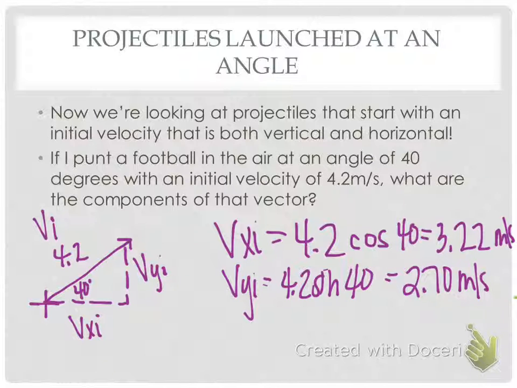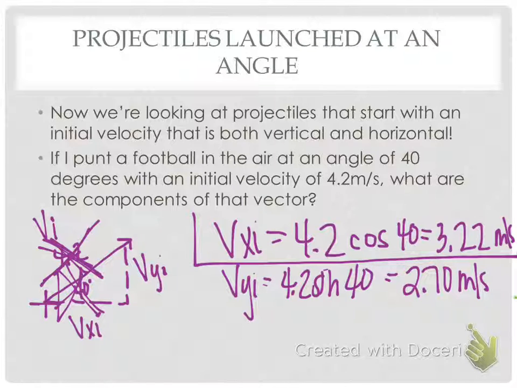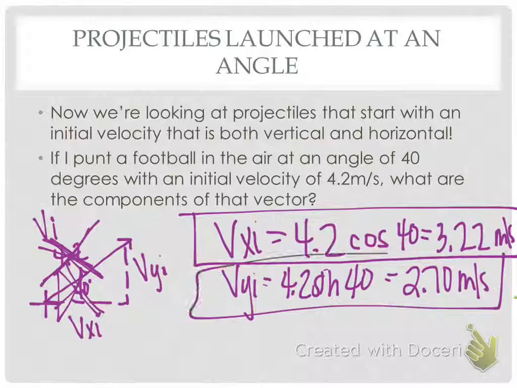Okay, here's a really important step now. I've broken down that initial velocity vector into its x and its y components. Now I am completely done with that 4.2, and the 40 degrees. I will never plug that into an equation. Once I break that vector into its components, I'm using solely those components now. I'm using only the 3.22 or the 2.7. I'm not using that 4.2 meters per second at all anymore. Does that make sense? Because this is at an angle, and we don't work with things at angles. We work with either horizontal or vertical.